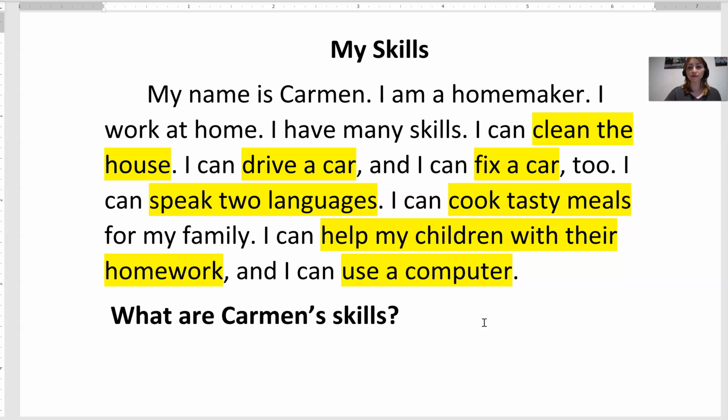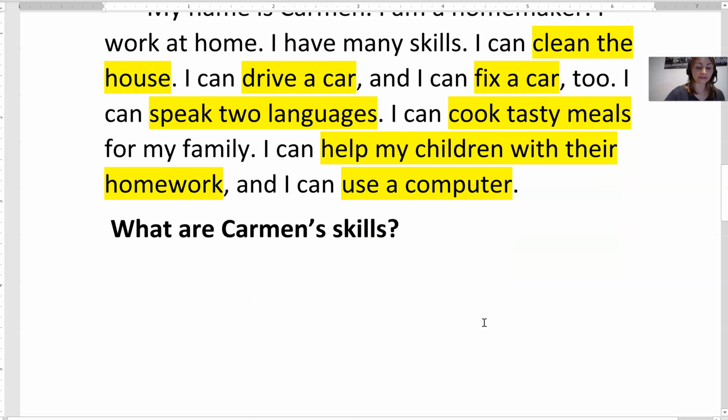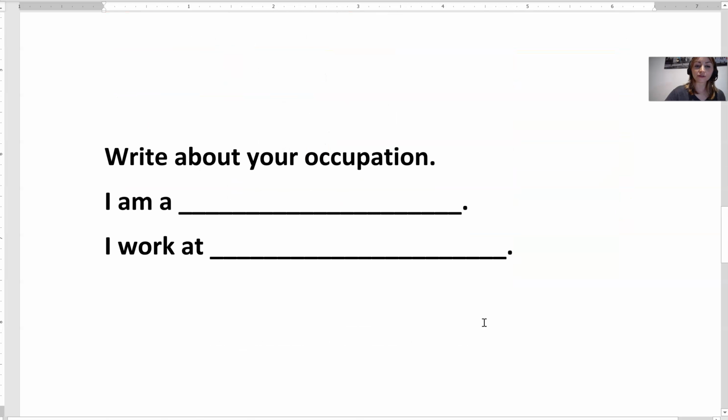1, 2, 3, 4, 5, 6, 7. So she has 7 skills. She gave us a lot of information. All right, so your activity, what are you going to do, is write about your occupation. Okay, so occupation is the same thing as job. So what do you do for your job or for your occupation?